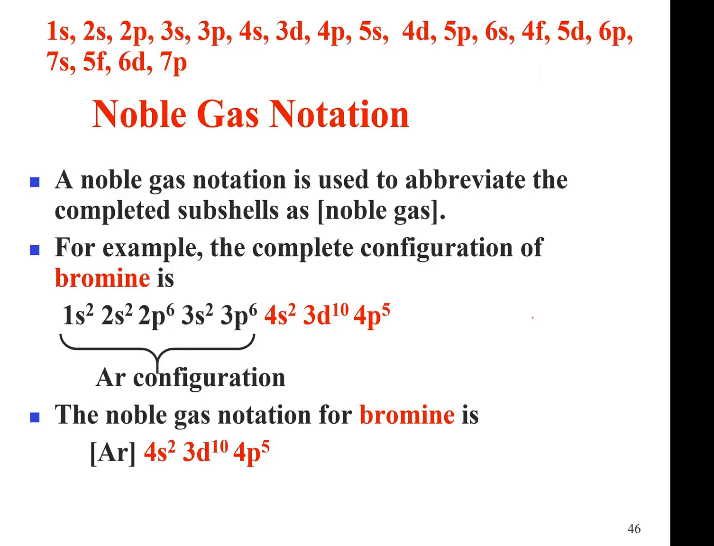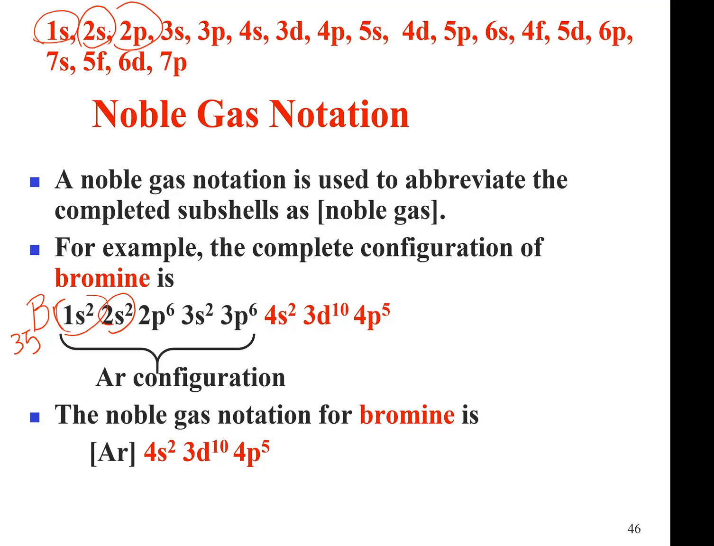If I ask you to write the electron configuration of bromine, you look at bromine in the periodic table. How many electrons are in bromine? Do you see there are 35 protons and 35 electrons in bromine, Br? So you write 1s2, go to the next, higher energy level, 2s, only 2.